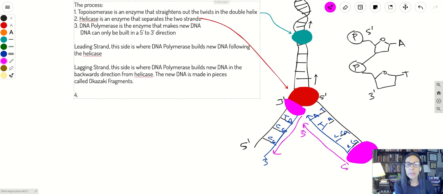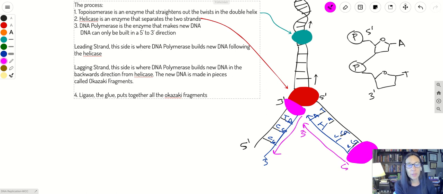Okay, so then step 4 is the last step. There is a fourth enzyme called ligase, and ligase is the glue. And what ligase does is it glues together all those Okazaki fragments, because they're not a continuous piece. There needs to be an enzyme that comes in and pieces them together. So ligase, the glue, puts together all the Okazaki fragments.